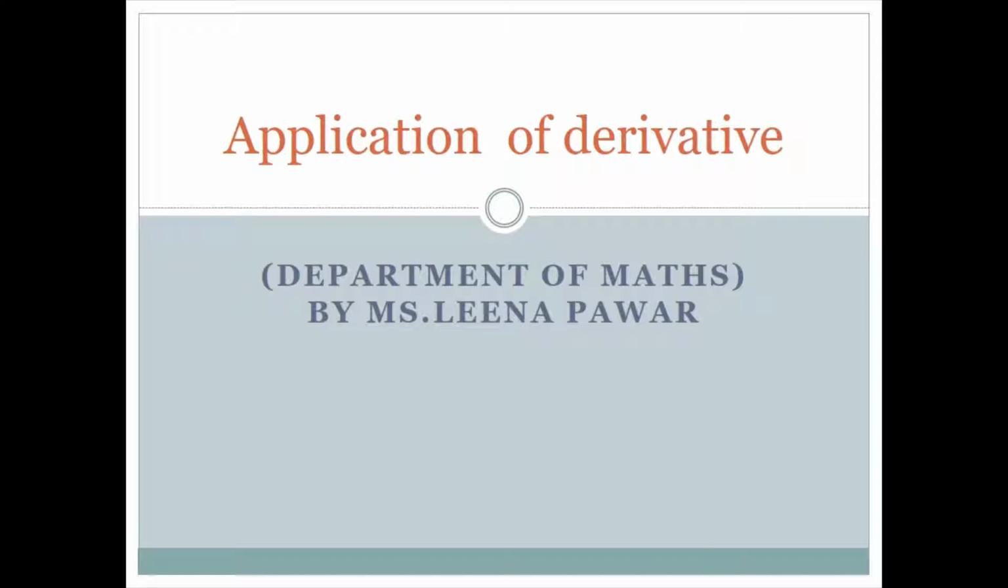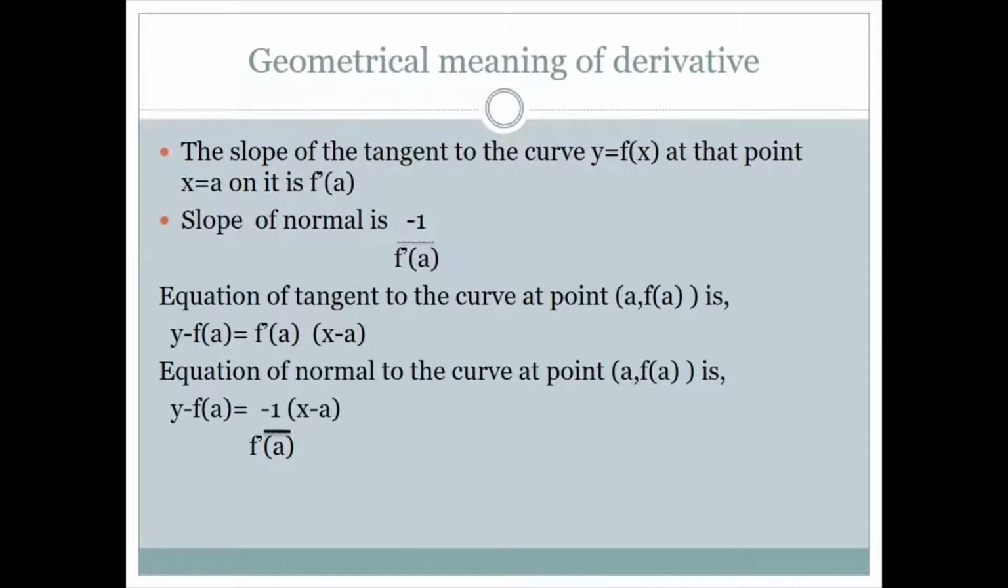Application of derivative. Geometrical meaning of derivative. The slope of the tangent to the curve y equal to f of x at the point x equal to a on it is f dash of a. It means the slope of the tangent is equal to the derivative of the function at the given point.